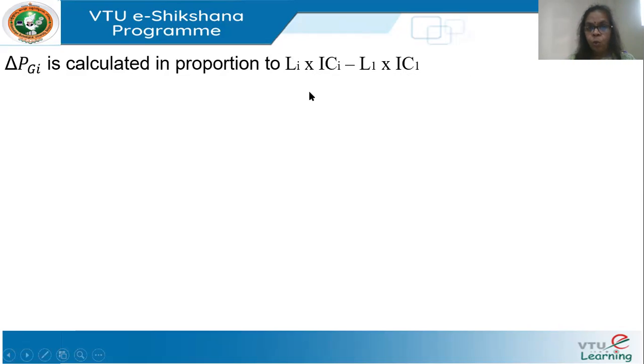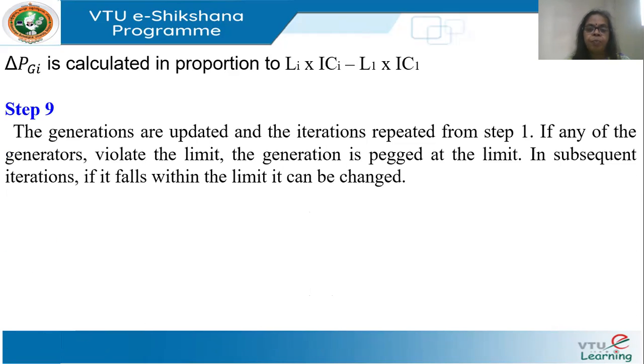So the general rule is you decrease the generations at plants which have a high penalty factor and a high incremental cost, and increase the generation in plants that have a low penalty factor and a low incremental fuel cost. So you update the generations using delta PGI. A simple rule you can use is to update in proportion to this term, and again you start from step one. You have the generations, then you do the load flow, and then you calculate the penalty factors, and again take the incremental fuel cost and penalty factor products, and so on.